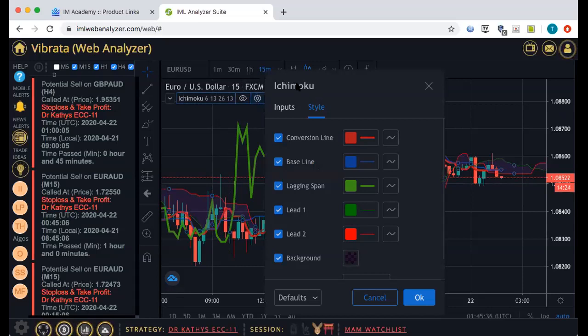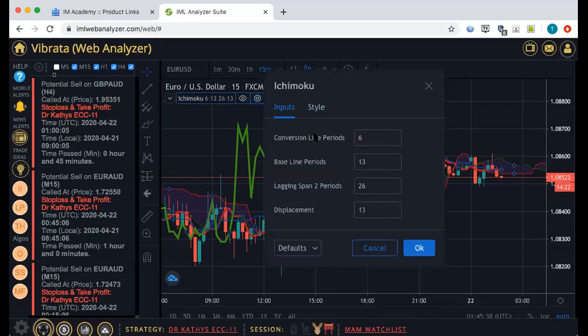Click on that. Click on inputs, and your conversion line is 6. So you just click inside the block and just type in 6. And 13 for your baseline. Lagging span is 26. And displacement is 13. Go to defaults and save as default.